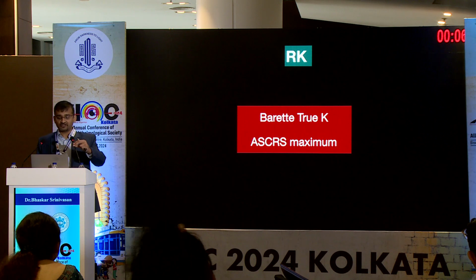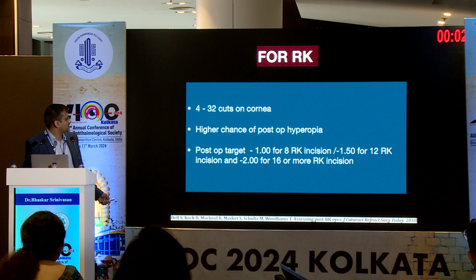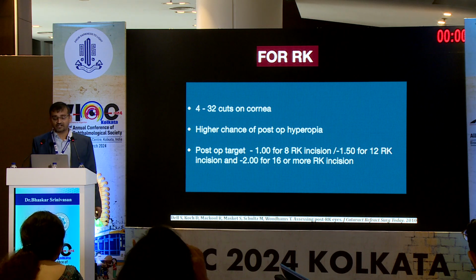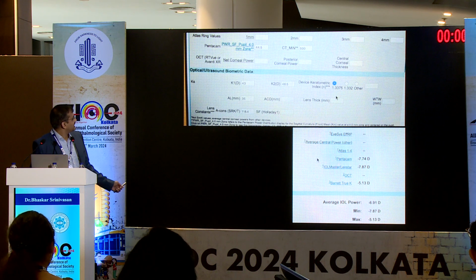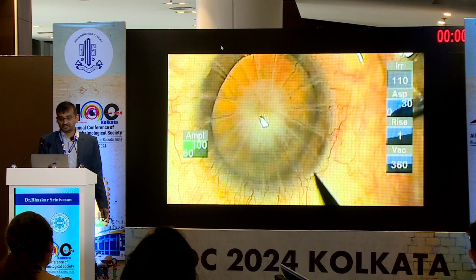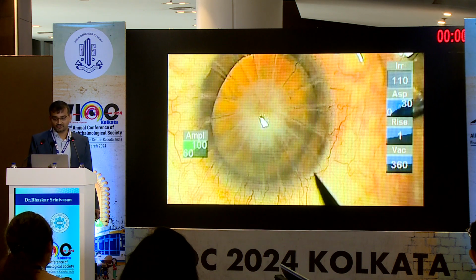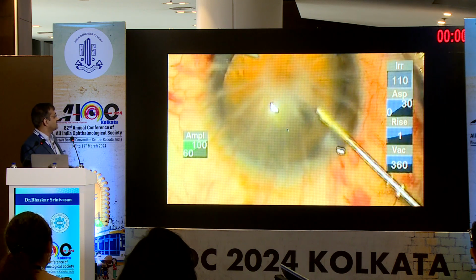RK, Dr. Bhaskar will be covering, but just in brief, generally you need to target RK patients a little myopic depending on the number of cuts that they have. This is the last case which I just want to show. This was a patient with an axial length of 35 millimeters, and the A-scan calculator gave us a value of around -5 to -7. So we took the maximum value of -5 diopter. This is a small 40-second video. You see the level of difficulty that one has in dealing with such cases.